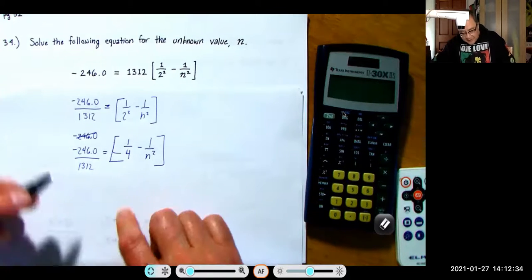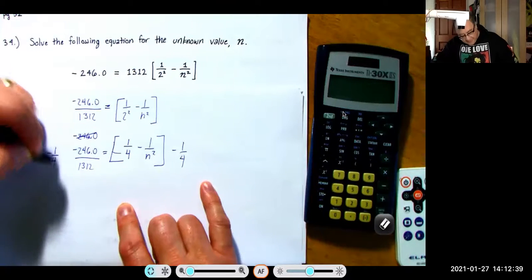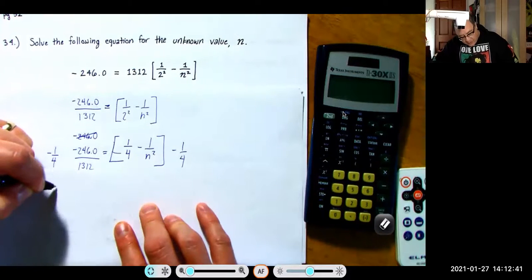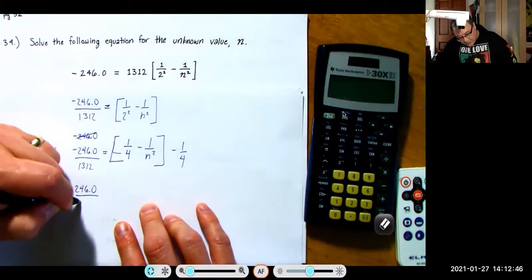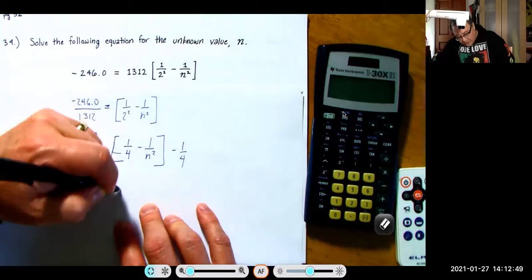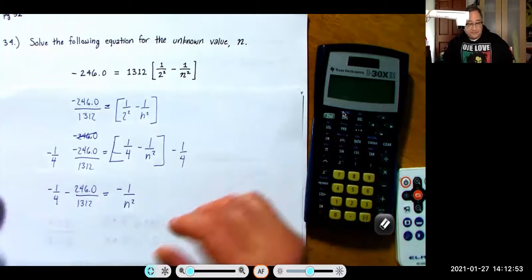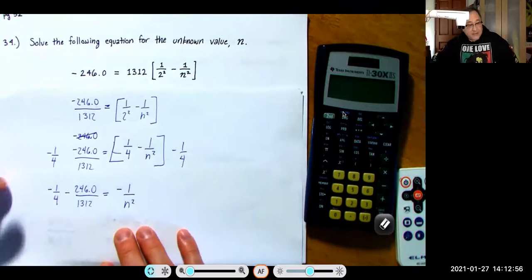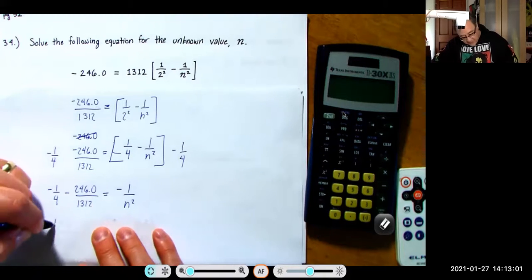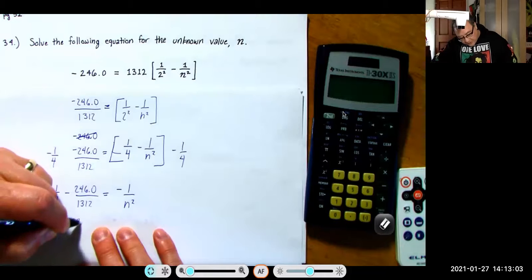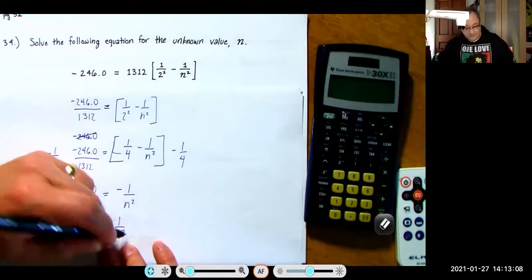And then I'm going to subtract 1/4 from this side and subtract 1/4 from this side. So I get 1/4 minus 246.0 over 1312 is equal to negative 1 over n squared, because 1/4 minus 1/4 is 0. Now I'm going to take this and multiply everything by negative 1. So I get 1/4 plus 246.0 over 1312 is equal to 1 over n squared.